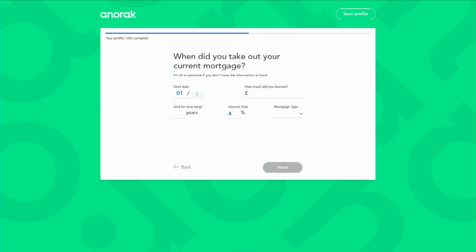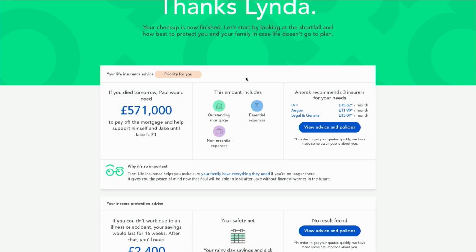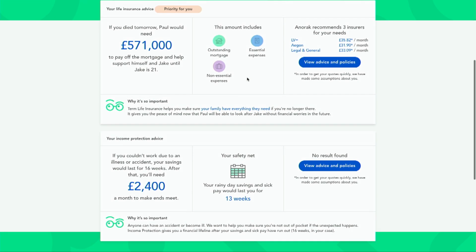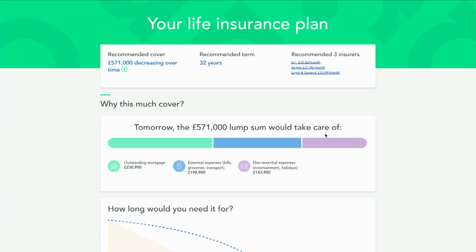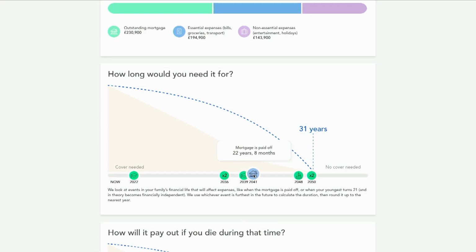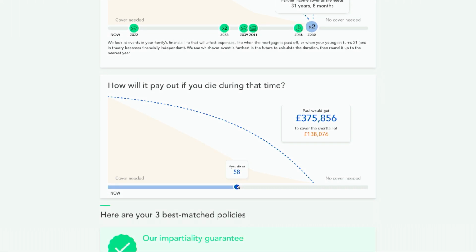In the background, Anorak runs complex cash flow forecast and risk analysis computation. And once the checkup is finalized, Anorak delivers the prescription and the diagnosis. Anorak tells Linda what is at risk in case she dies and in case she's too ill to work. Let's take the life insurance case in case she dies. Anorak will tell her how much cover she needs and why, for how long she needs this cover, what the main life events covered are, and then how the policy would pay out in case she died.